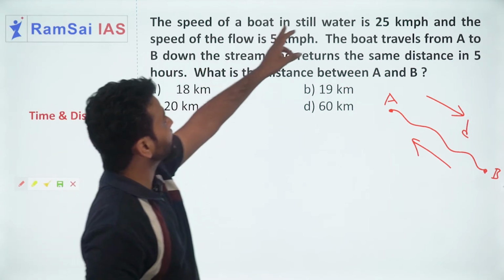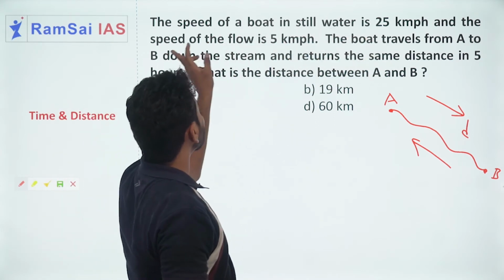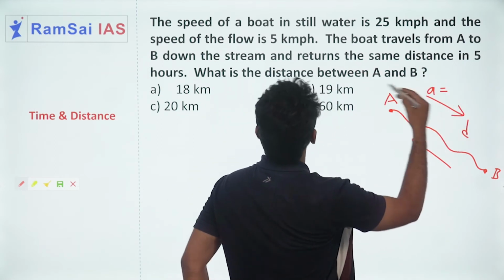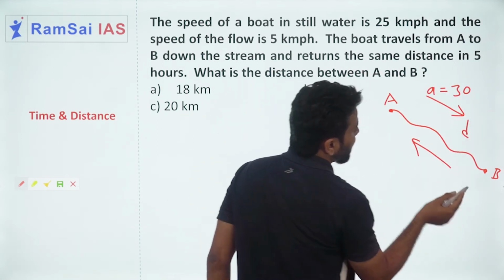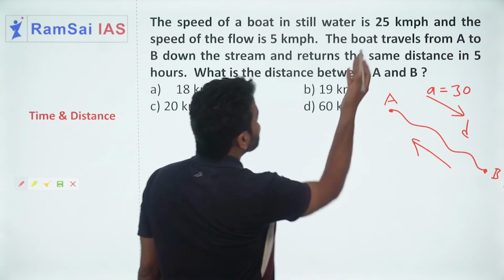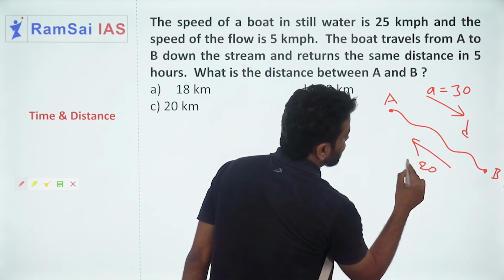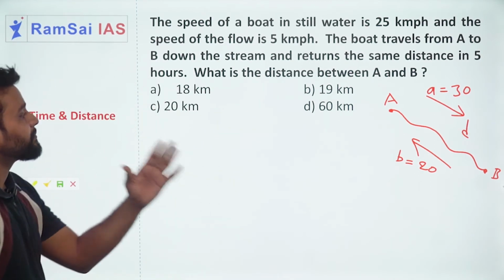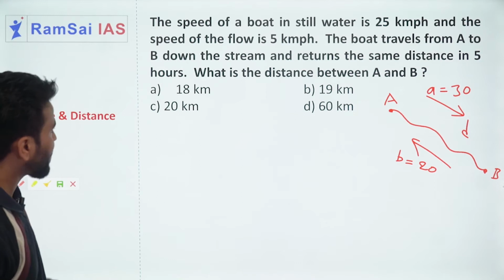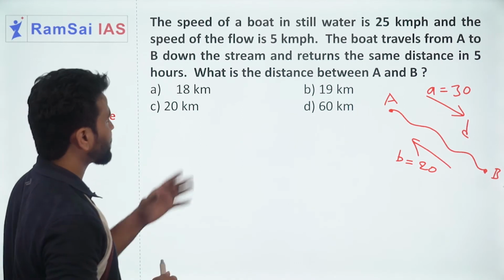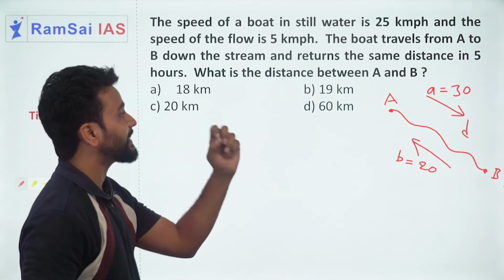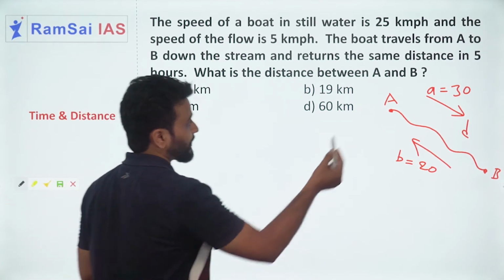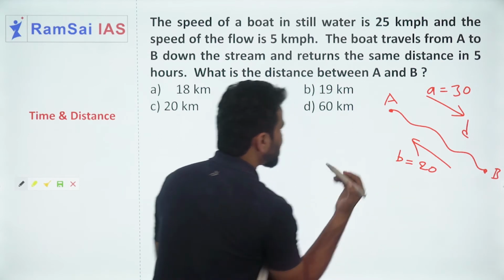And the speed of boat in still water is 25 kilometers and the speed of flow is 5 kilometers. So when they are going down, A equal to 25 plus 5, 30 kilometer per hour, and when it is coming up, it will be 25 minus 5, 20 kilometer per hour. It represents by B. Then what is the distance between A and B? We need to find out, right? Here the boat travels from A to B downstream and returns in 5 hours. So I'll do one thing. I'll find out the time taken to travel from A to B and B to A separately.